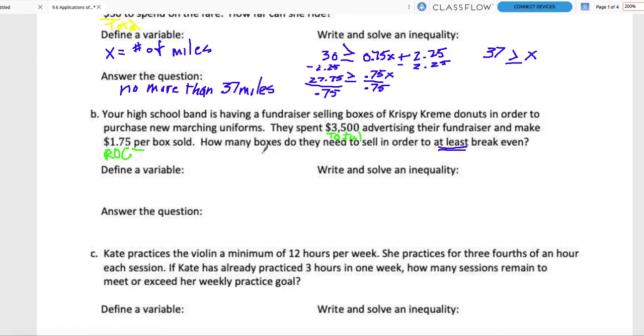I want to find out how many boxes of donuts I have to sell to make that much so that I break even. All right, so what is X going to be? I'm going to answer the question. How many boxes do they need to sell? So X is going to be the number of boxes. It's not the number of donuts, it's the number of boxes.